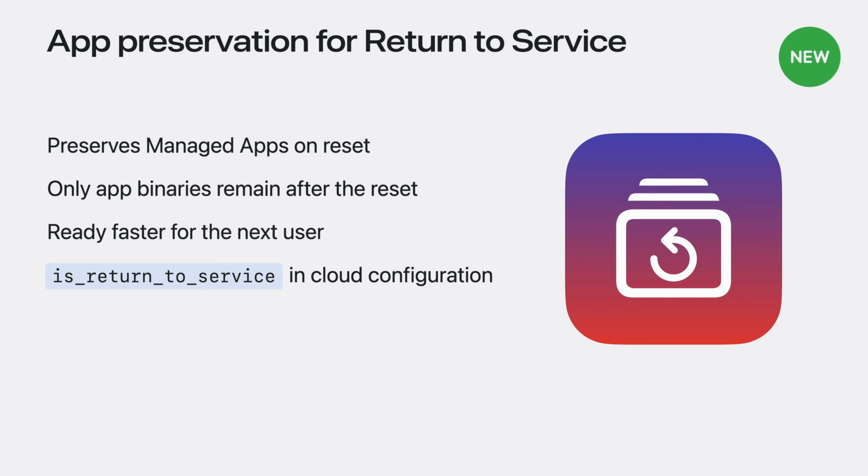In addition to the new key, you'll also need to set await device configured. Once the device reaches the awaiting configuration state, you can install the apps you want to have preserved. When you release the device, the system takes a snapshot of the currently installed apps.